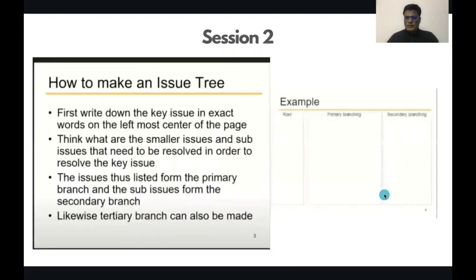Yep. So how do we go about it? Basically, for an issue tree, first we have a root of the tree. We write down the actual problem that we are trying to solve, which in our case is customer satisfaction for Indigo Airlines, which will come in the root.